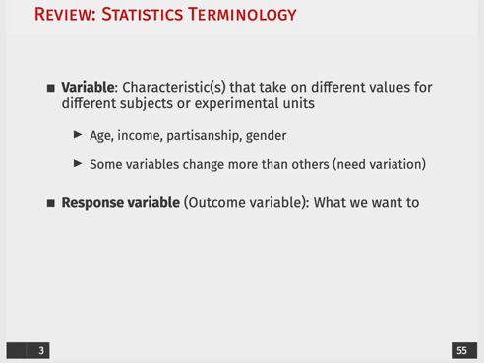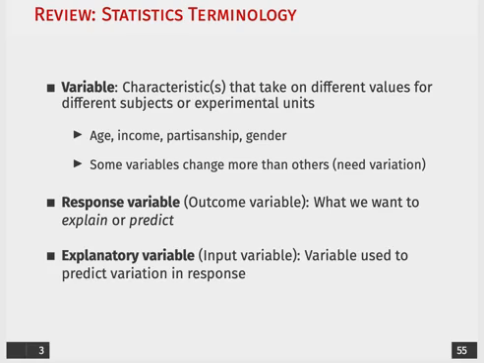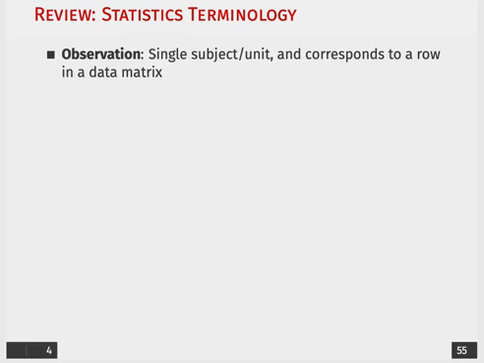One type of variable is going to be a response variable. There are many synonyms for this that include outcome variable, but essentially this is what we want to explain or predict. Remember, there are different goals that we have with regression analysis. And we also have an explanatory variable or an input variable, and that's going to be the variable that we use to predict variation in that response. This can also be called a covariate or a predictor. There's many different names for it.